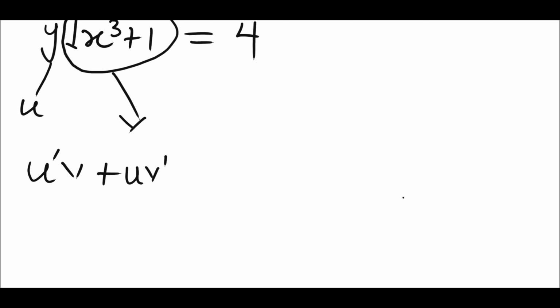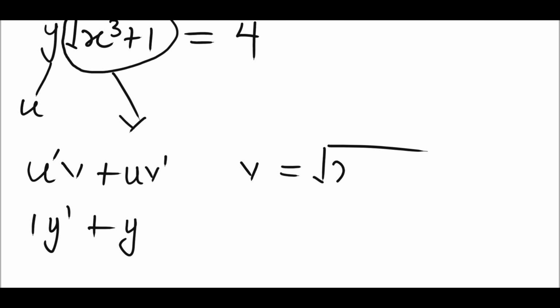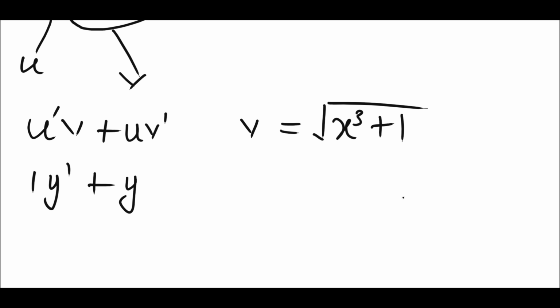All right. So let us differentiate our y. Since y is a dependent variable, when you differentiate it, you are going to get 1, then the result will be multiplied by dy/dx, which is the same as y prime. Then plus you maintain your u, which is the y, and you differentiate our v, which is the square root of x cubed plus 1. So we need to find dv/dx.